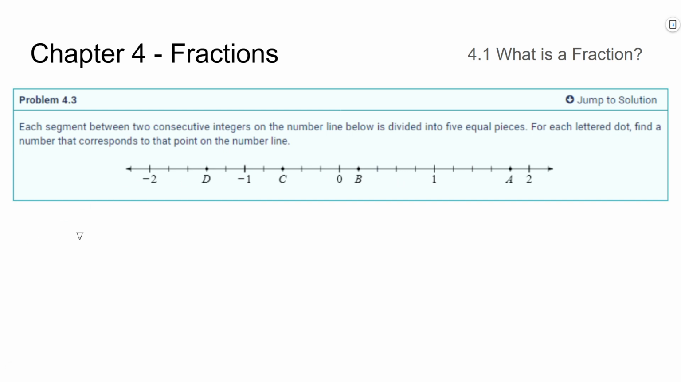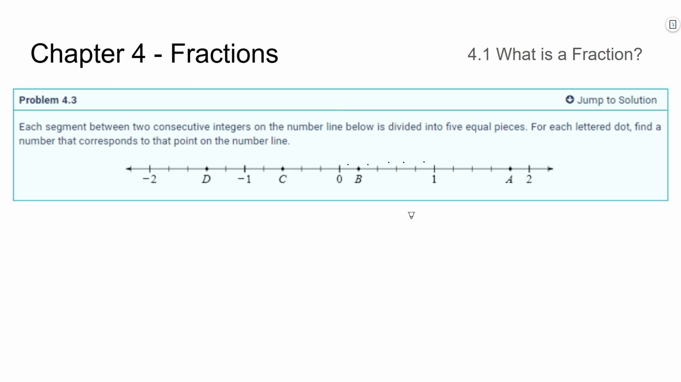All right, so each segment between two consecutive integers on the number line below is divided into 5 equal pieces. For each lettered dot, find a number that corresponds to the point on the number line. All right, so we see 0 right here, and 1 is right here. And it says that each number is divided into 5 sections: 1, 2, 3, 4, 5.